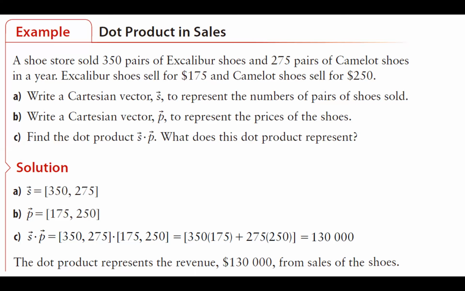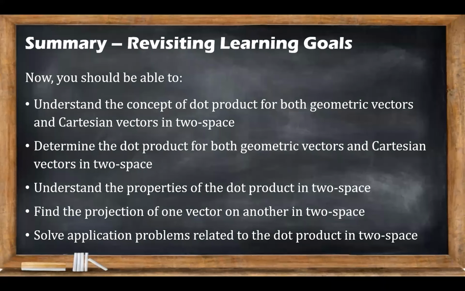Okay, any questions? Okay, if you don't have any questions, let's revisit today's learning goals. After this lesson, you should be able to first understand the concept of dot product for both geometric vectors and Cartesian vectors in two space. Then determine the dot product for both geometric vectors and Cartesian vectors in two space. Next, understand the properties of the dot product in two space. Next, find the projection of one vector on another in two space. Last, solve application problems related to the dot product in two space.